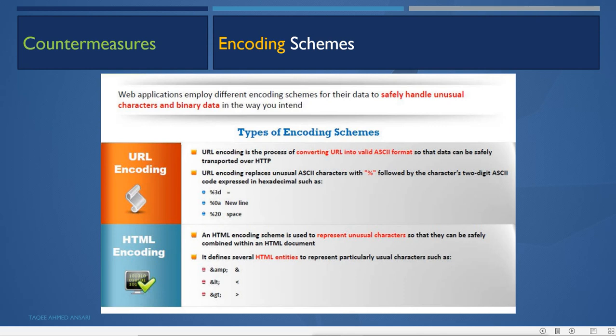So what does it do? It encodes the URL. If the attacker sees the URL, they will not be able to guess what is written in it, so the values will not be visible in the URL.